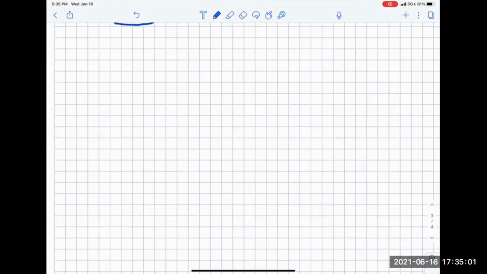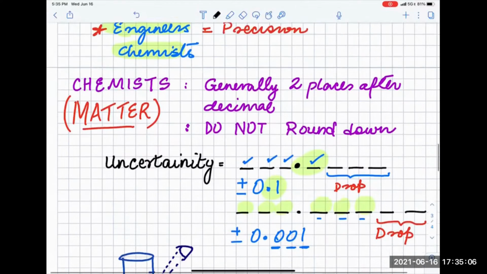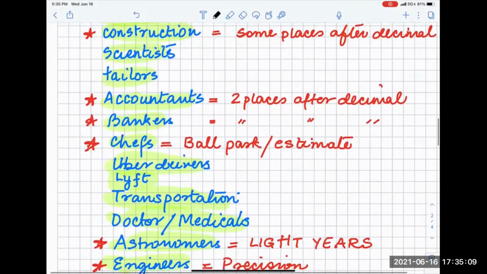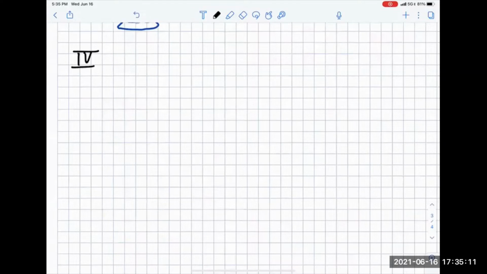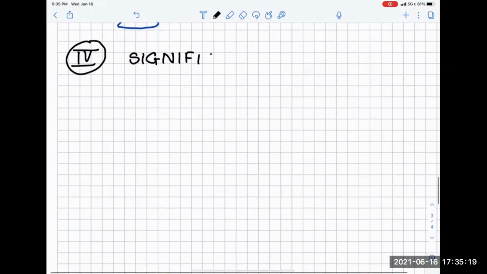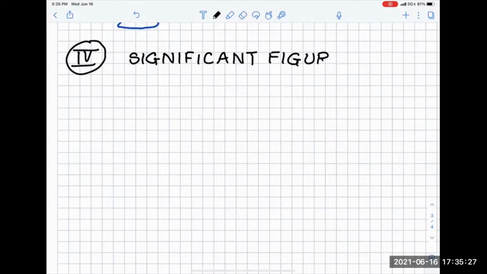Then they came up with this rule of significant figures. Okay, significant. What is the meaning of significant? What does significant mean? Important. Important, yeah. So significant figures, like I said, these numbers are being used by different people, right? And what number or how many places after the decimal is important, and for whom and what, all that is defined by the significant figures.